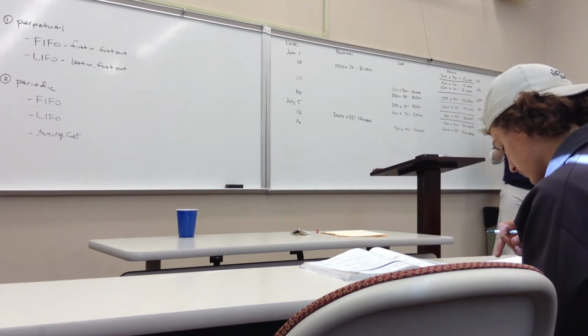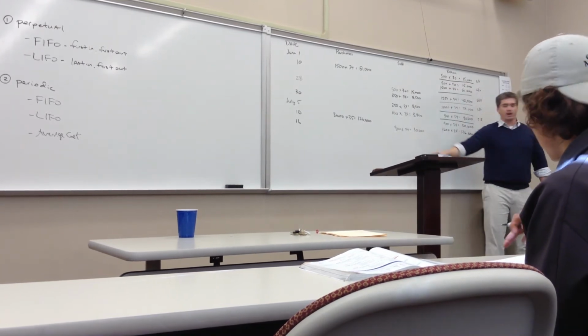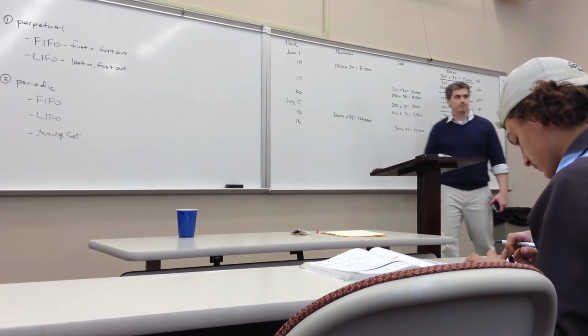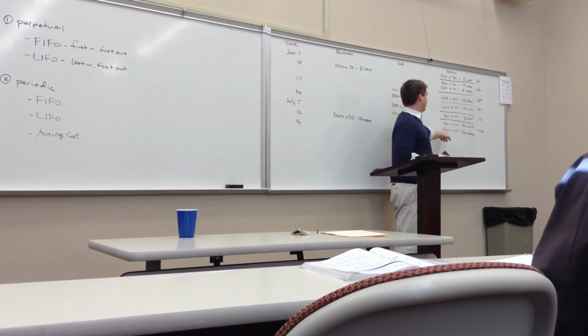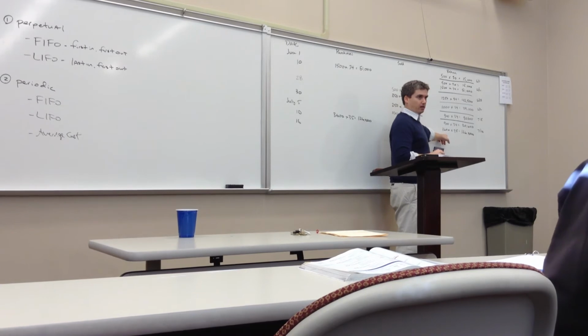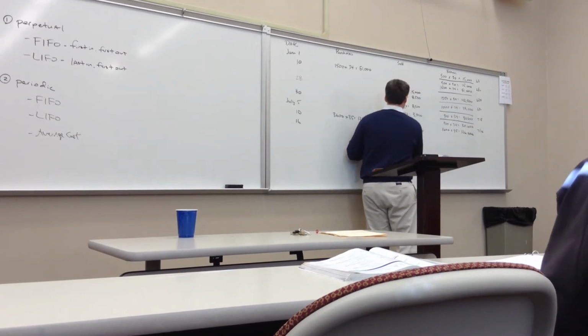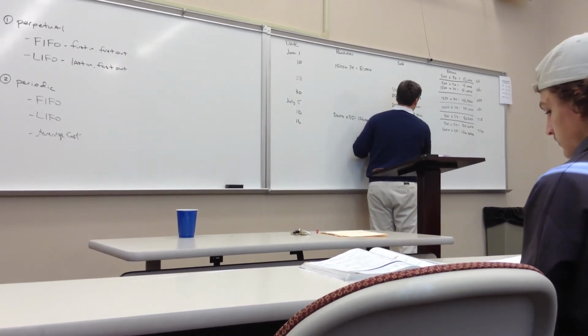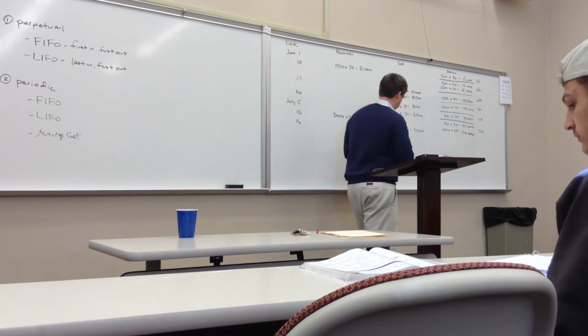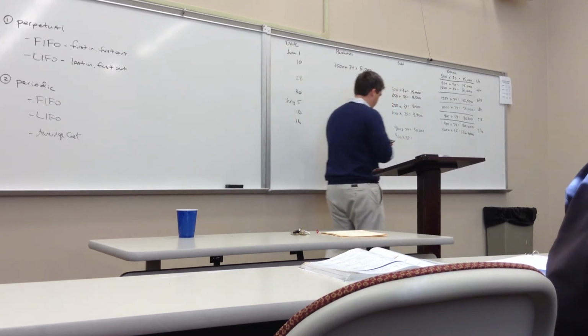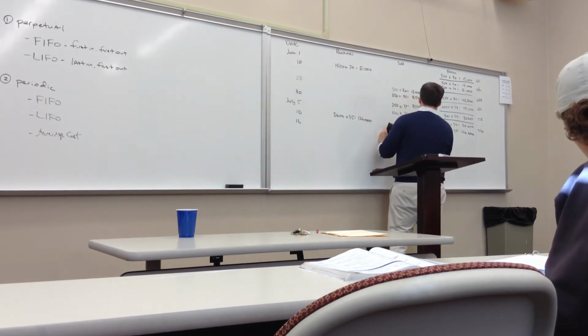Okay? Now, according to the information, I sold 1,800. I'm only accounting for 900. So that means what? The remaining 900 come from here. Okay? So 900 times 35. 900 times 35 equals 31,500.